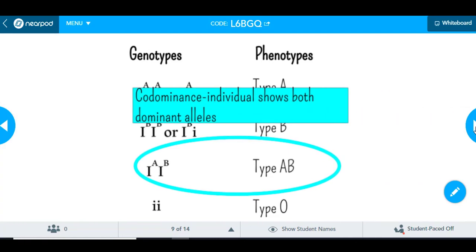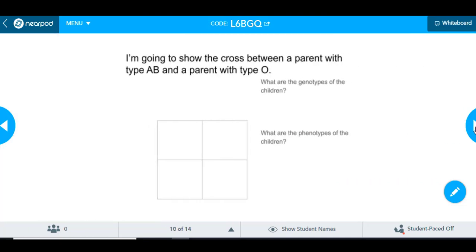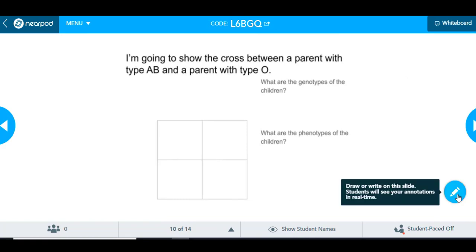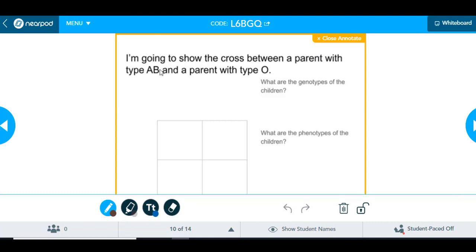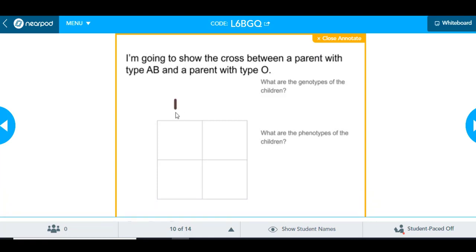Again, codominance, because A and B are both dominant together. Or I should say, if you get both A and B, you will show both dominant traits. So let me just solve a problem. The cross between a parent with AB and a parent with O.